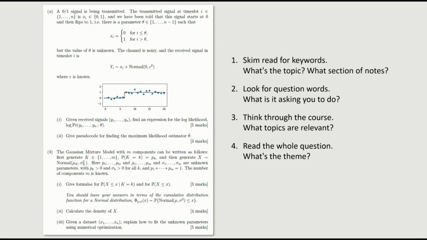Finally, seems silly to mention it, double check you've answered all the parts. There are always students who just forget to answer one of the question words. Don't lose marks when you don't have to.